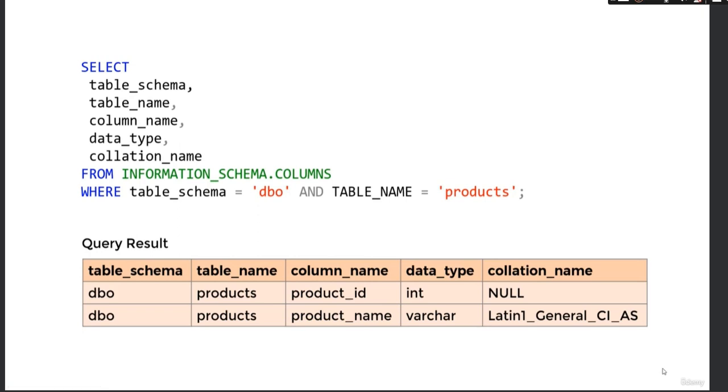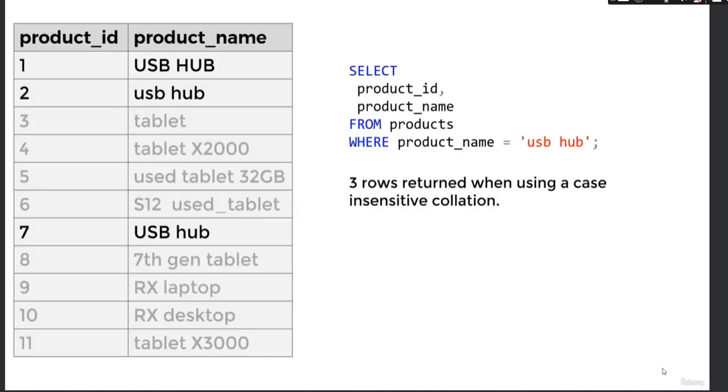So okay, that's how we can get the collation for a particular column. Let's go back to our previous query. We got 3 rows returned when searching for the string USB hub, right? Since this column is using a case insensitive collation.